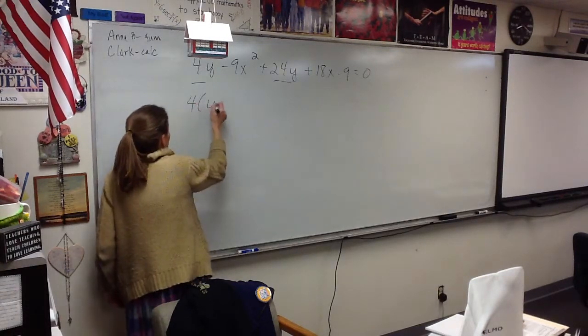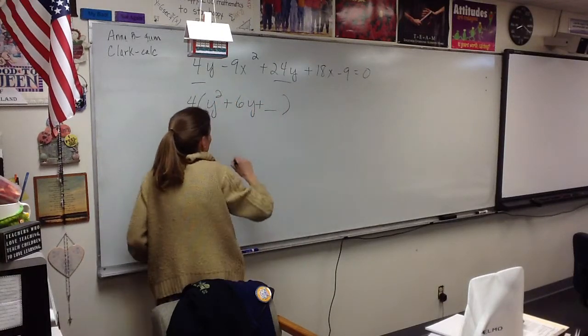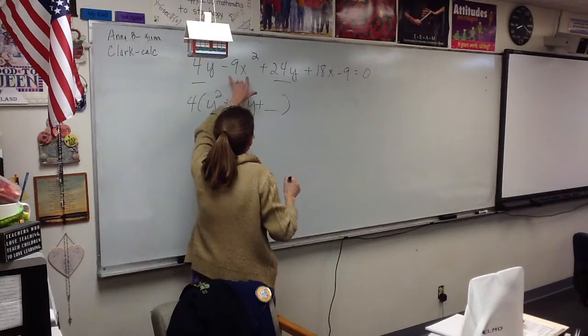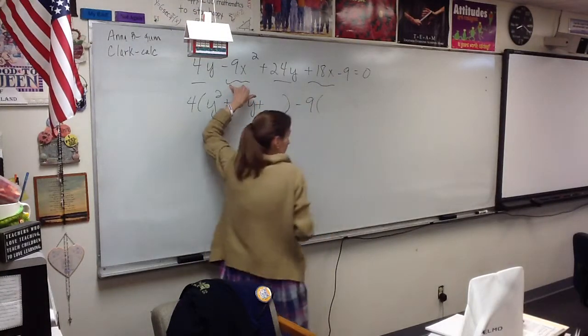So we have 4y squared plus 6y plus blank. We're going to complete the square. Now be careful. When you put your x's together, you're going to take out a -9, right?